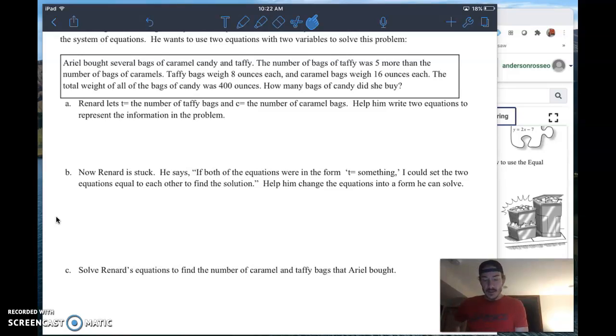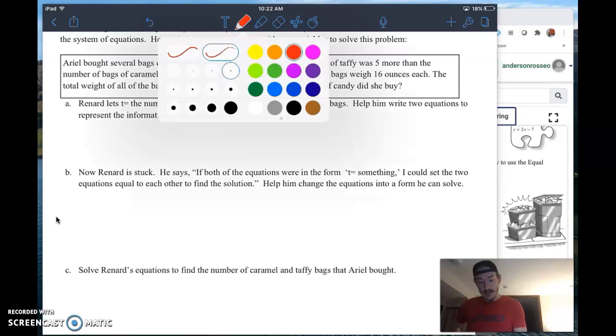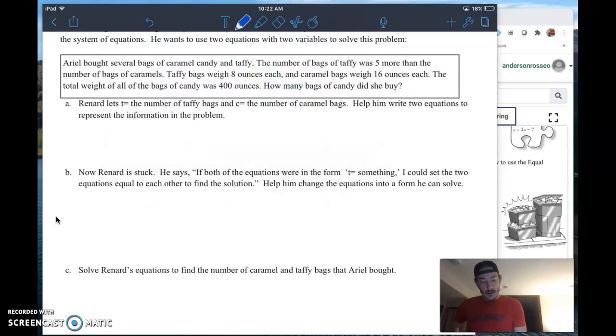The total weight of the bags is 400 ounces. How many bags of candy did she buy? All right, let me grab blue here. Renard says T is going to be the number of bags of taffy. C is equal to the number of bags of caramel. T for taffy, C for caramel.